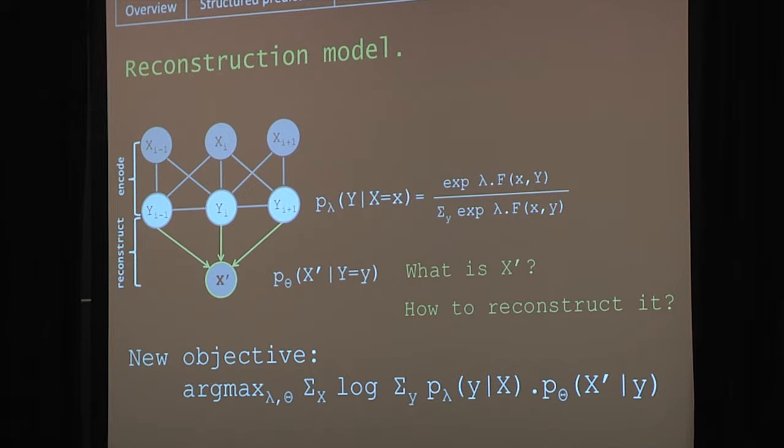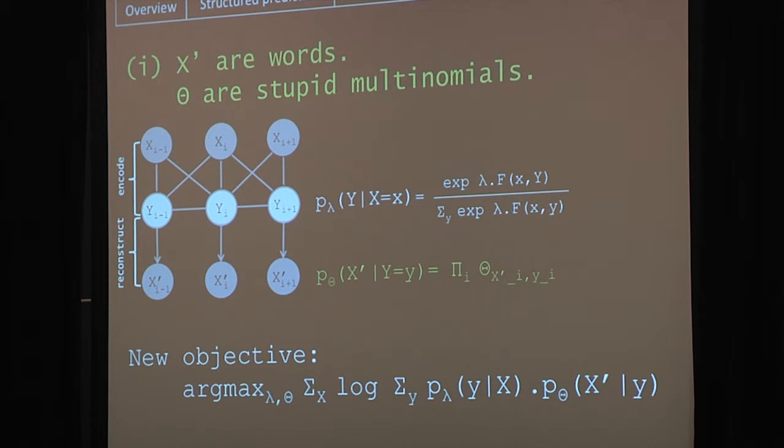So we talked enough about the encoding part of the model. So let's talk about the reconstruction part. What is X prime and how do we reconstruct it? Obviously, this is going to be dependent on the problem we're trying to solve. So in POS tagging, we tried 3 things. First, we let X prime be an exact copy of X and use the categorical distributions to generate them.